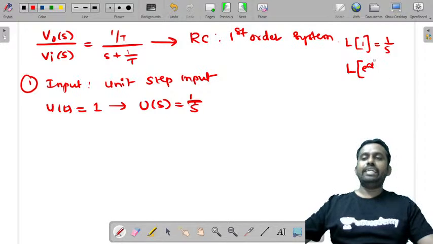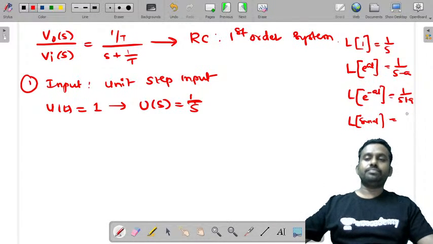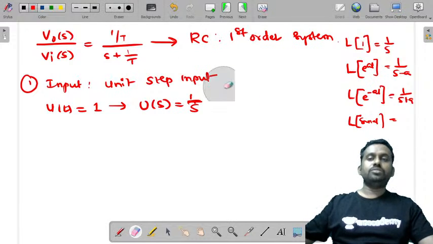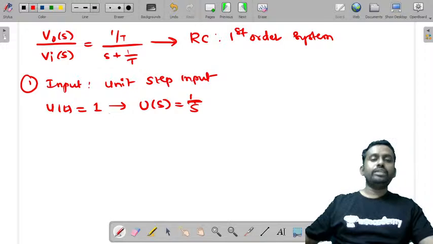Laplace of e power at is 1 by s minus a. Laplace of e power minus at is 1 by s plus a. Laplace of sin at, likewise you can write all the expressions, right? So here you will get Laplace of 1, so it is U of s is equal to 1 by s. Now let us substitute this.